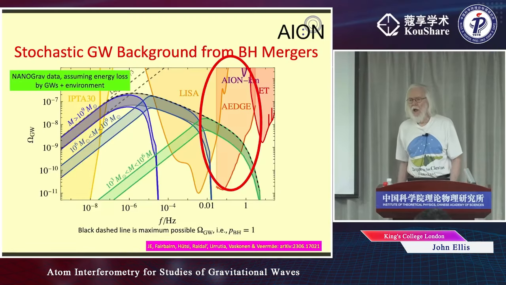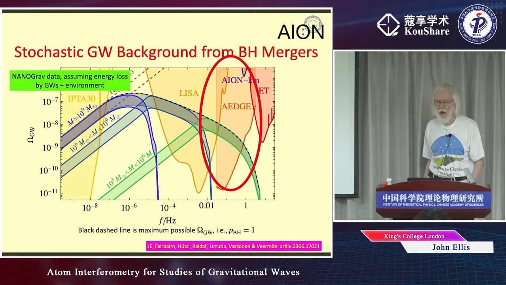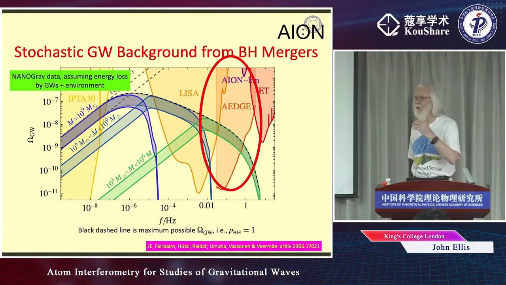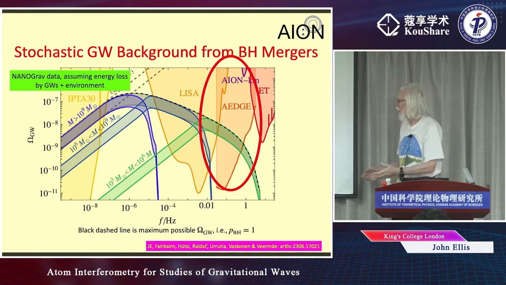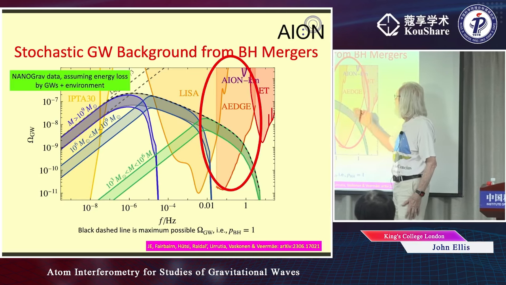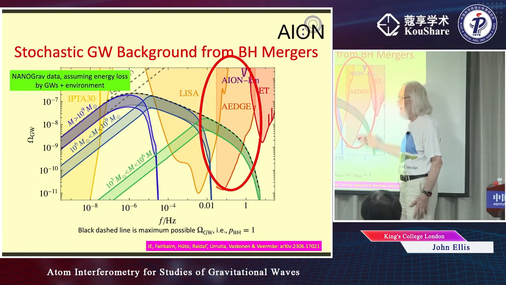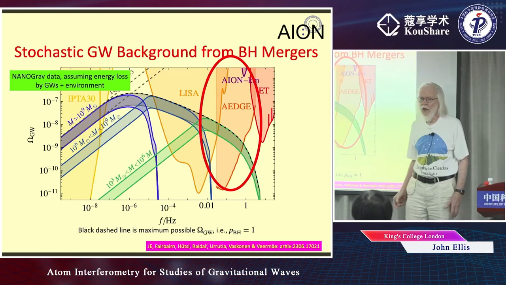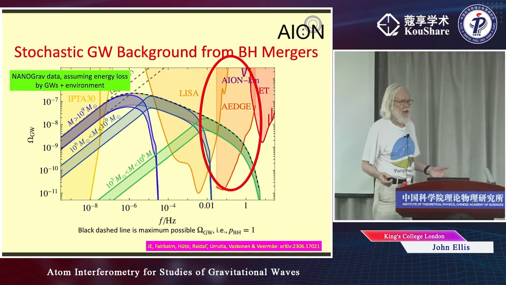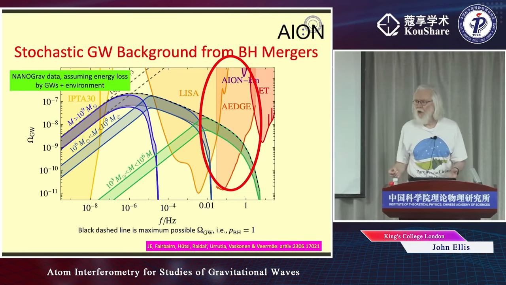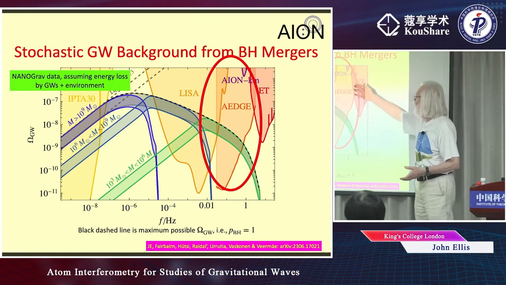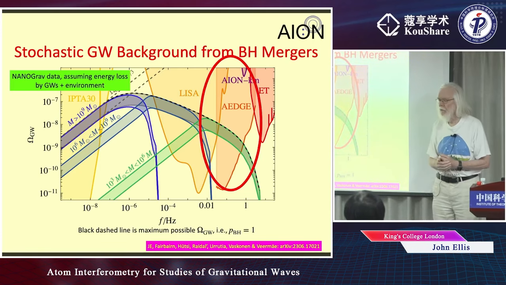Anyway, if you put in these environmental effects, then you find that the PBH abundance which you need to fit the data is larger. And that means that the prospective signals in LISA, and EDGE, and AION are larger. So we predict now, maybe 1,000 events per year in LISA, maybe 1,000 events per year in EDGE, and maybe a dozen or so events in AION 1 kilometer.